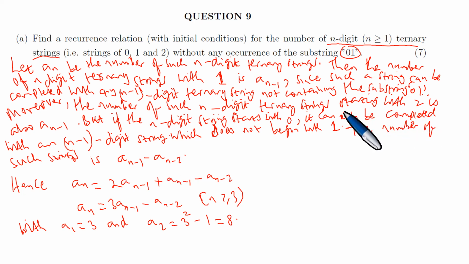By 1, we mean the strings that start with 2 and the strings that start with 1. So there's going to be a_{n-1} for the strings that start with 1. Some strings will start with 2, so there's a_{n-1} for those. So there's a_{n-1} plus a_{n-1}. Now this case here is for those strings that start with 0. Right, so the strings that start with 0, we note that they can be completed with n minus 1 digit strings which do not begin with 1.